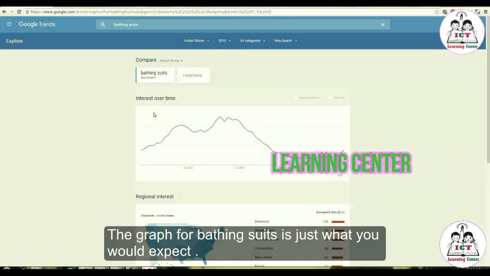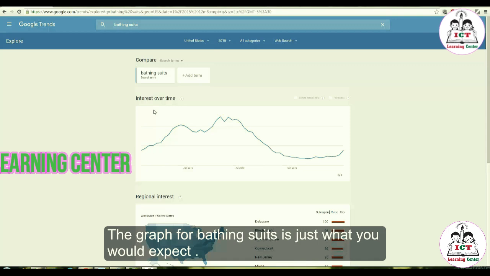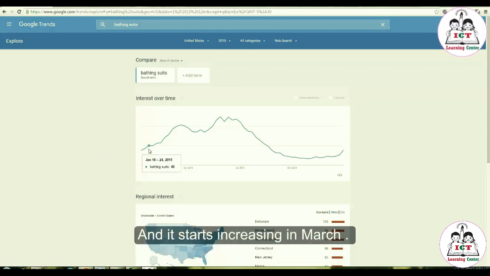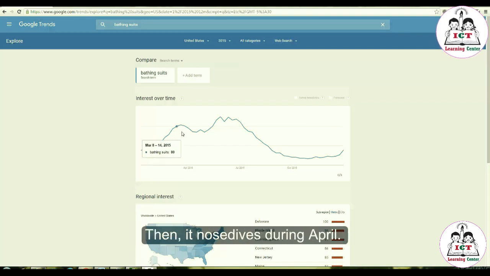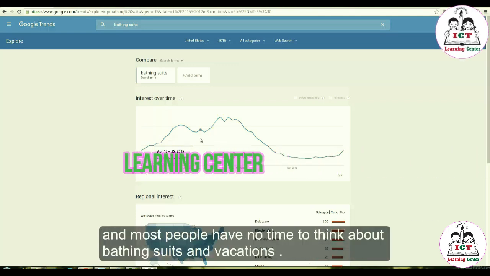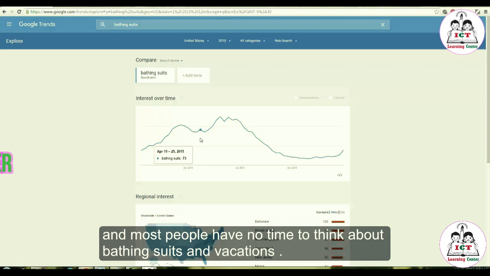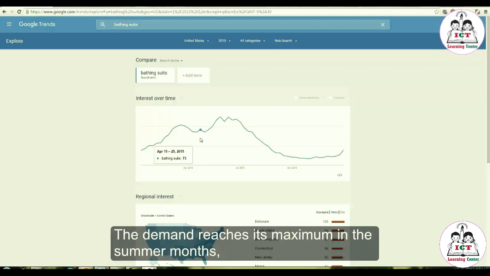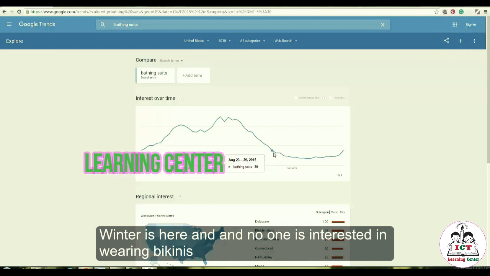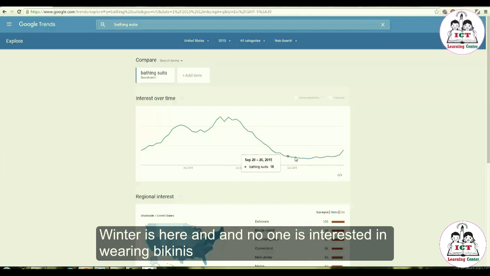The graph for bathing suits is just what you would expect. The demand is very low in early spring. It starts increasing in March. Then it nosedives during April. Colleges have their exams at this time, and most people have no time to think about bathing suits and vacations. The demand reaches its maximum in the summer months and then falls steeply. Winter is here and no one is interested in wearing bikinis at the beach now.